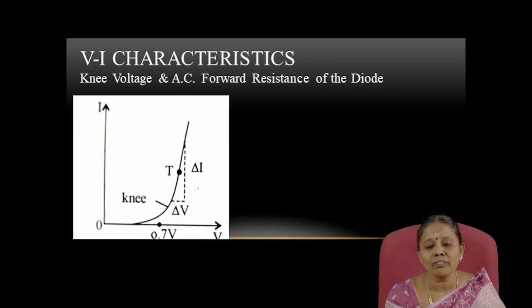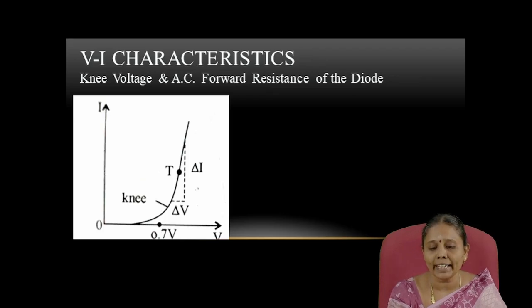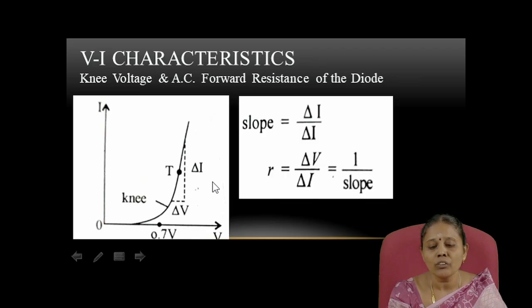So with the help of these characteristic curves, one can find the knee voltage as well as the AC forward bias resistance. So with the help of forward biasing, here we note, taking the slope, delta V along the x-axis and delta I along the y-axis, for a semiconducting material like silicon, the knee voltage normally lies at the value of 0.7 volt.